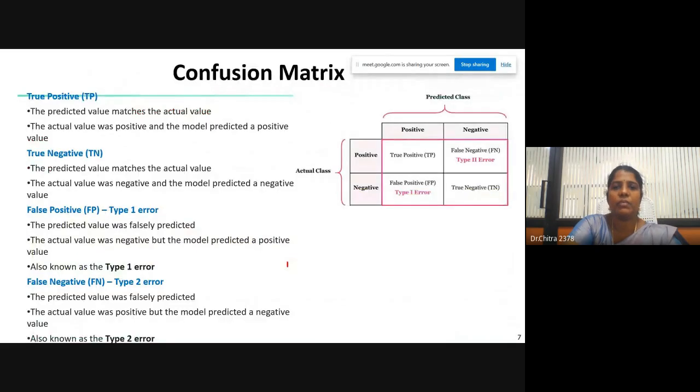This is the confusion matrix. The terms given in the confusion matrix are true positive, true negative, false positive, and false negative. The false positive is otherwise called type 1 error. In the classifier, type 1 error is the measure of the false positive. In the same manner, the measure of false negative is called type 2 error.